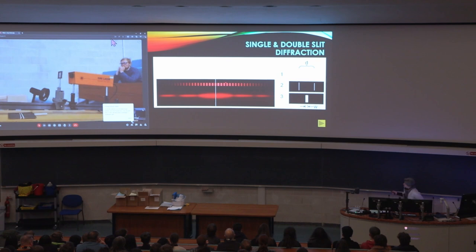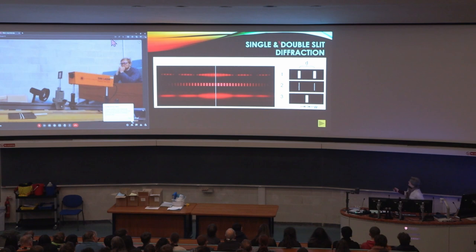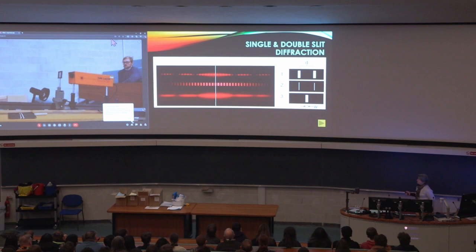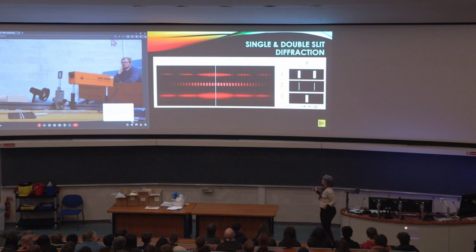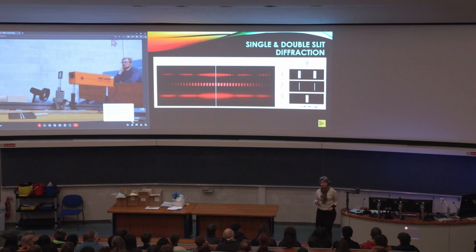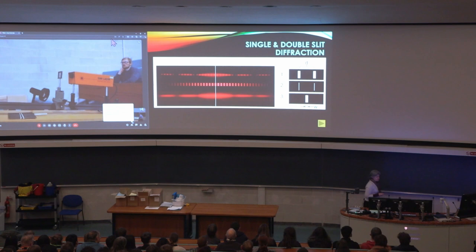Now, if we make a double slit where each slit is the width of the single one, what we see is the pattern of the single slit overlaid on the pattern of the double slit. Mathematically, we are convoluting these two things together. And when we look at the diffraction pattern, that works out as a multiplication of the two patterns.